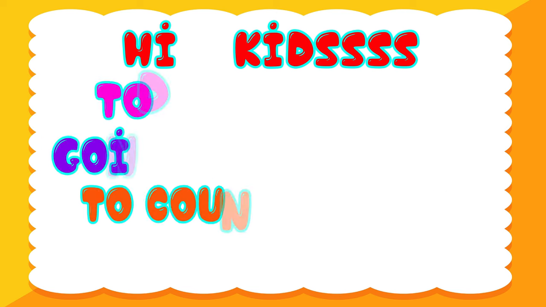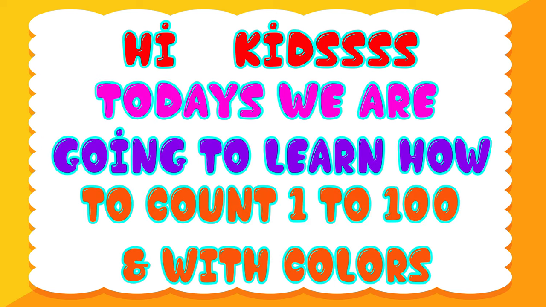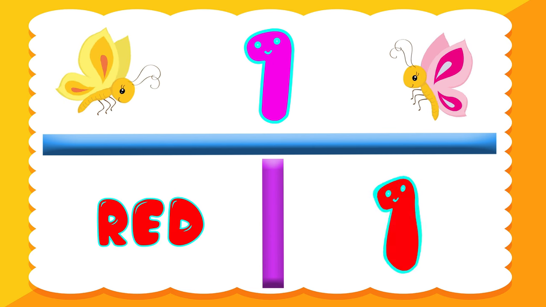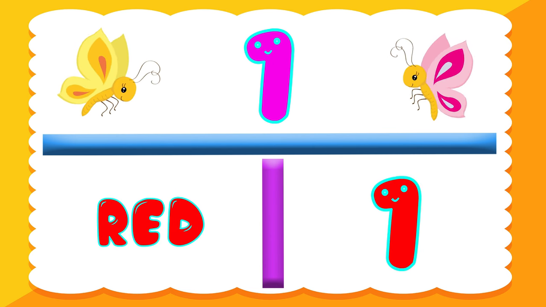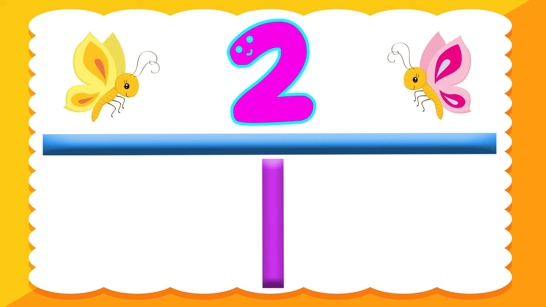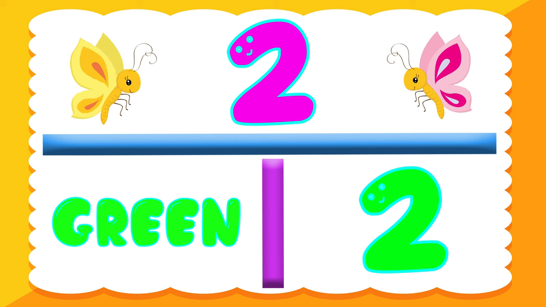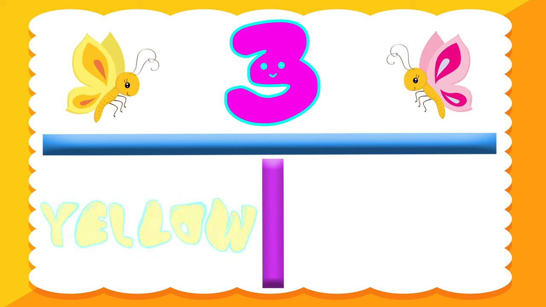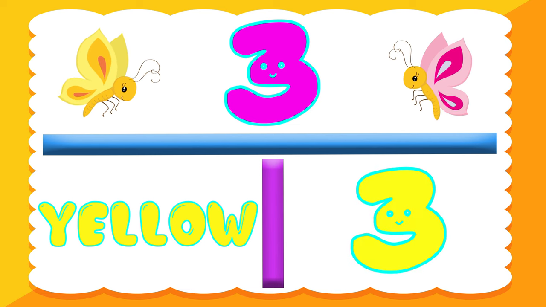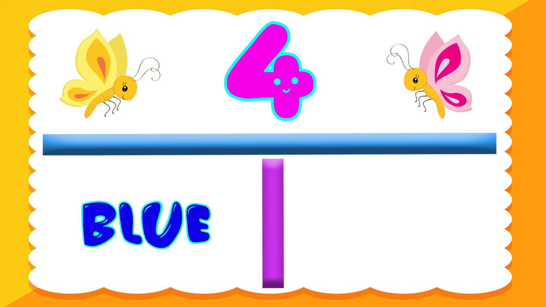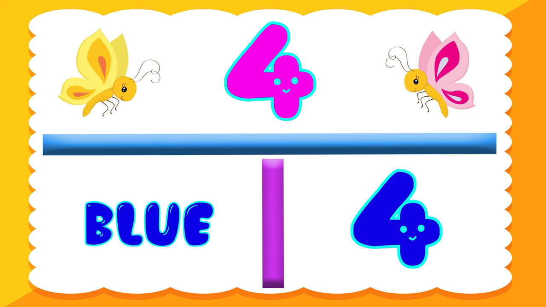Hi kids, today we are going to learn how to count 1 to 100 and with colors. 1. Red 1. 2. Green 2. 3. Yellow 3. 4. Blue 4.